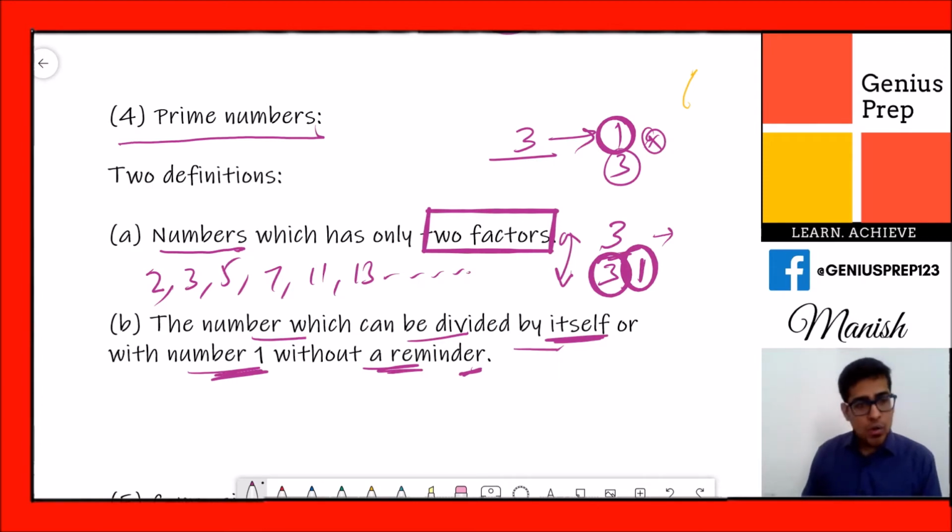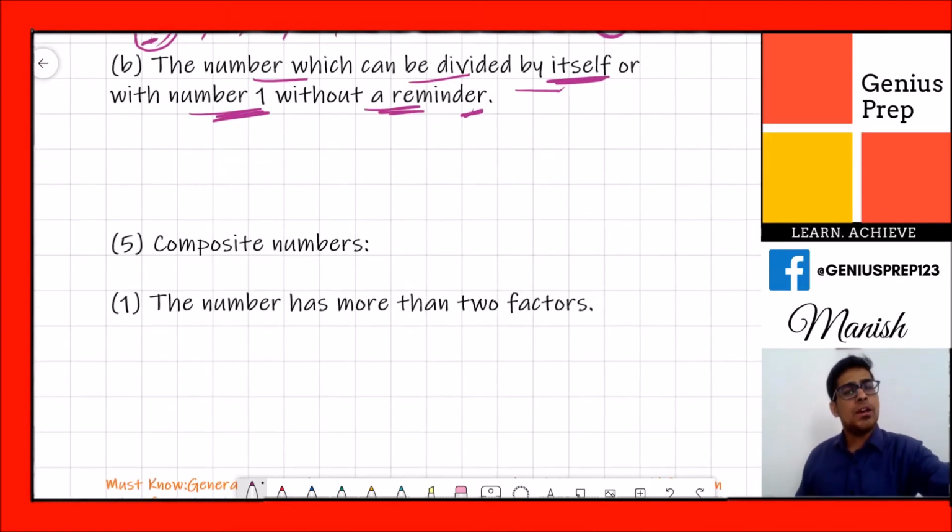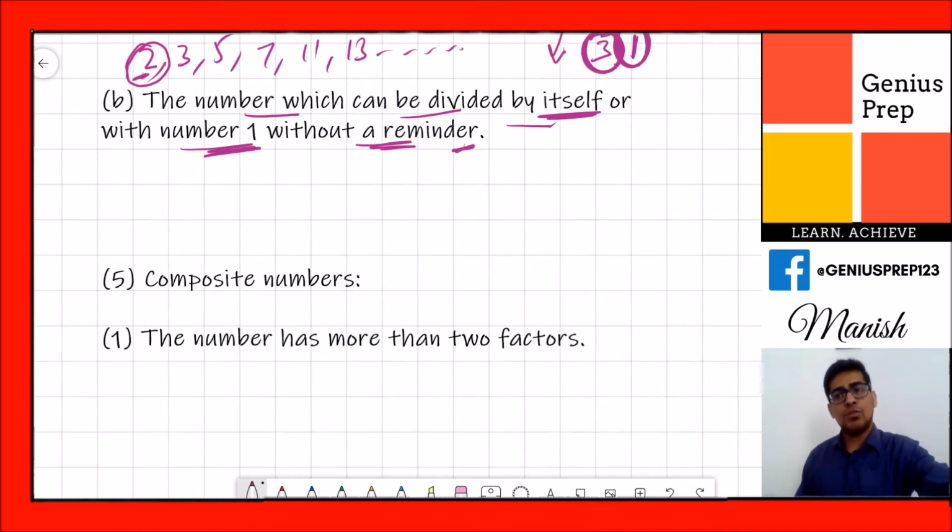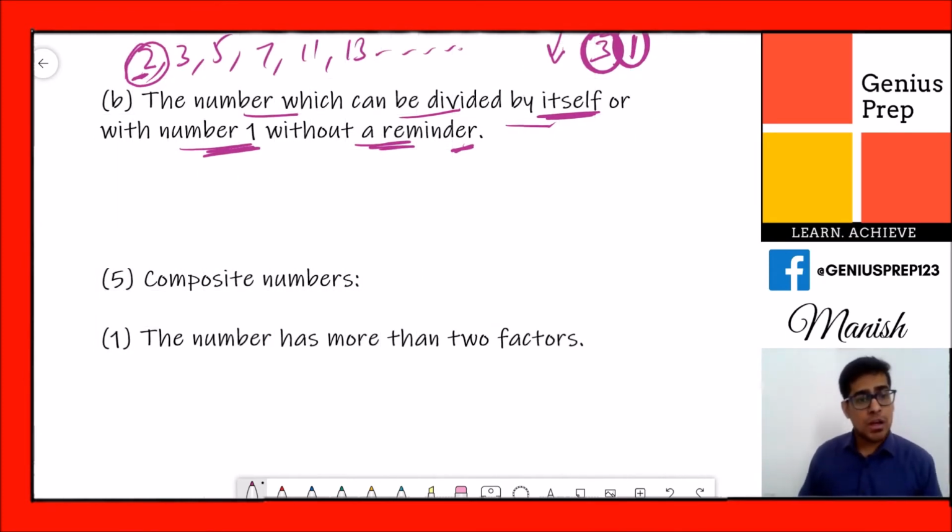Now, an interesting thing to know here: 2 is the only prime number which is even. All other even numbers are not prime numbers. Only 2 is both even and prime. What about the number 1? I will tell you, but first we need to learn about composite numbers.